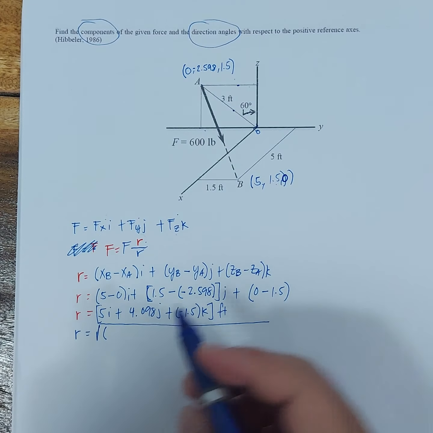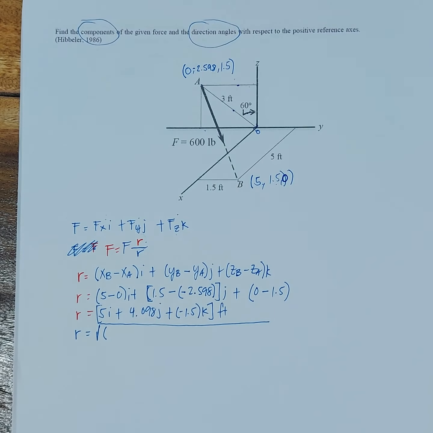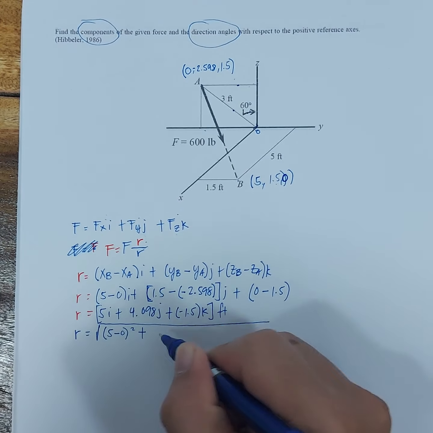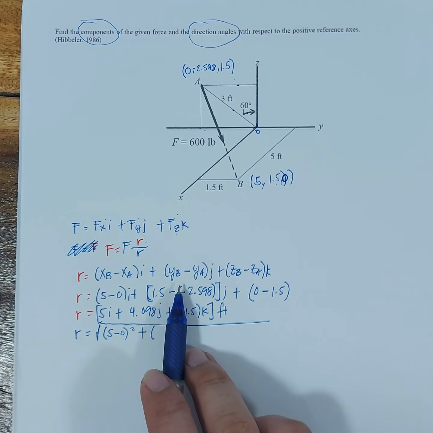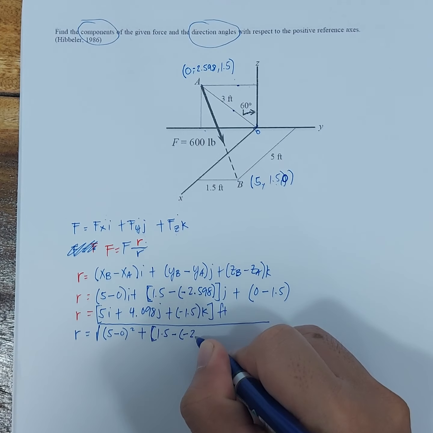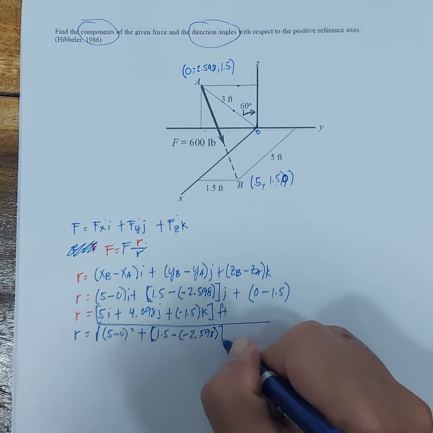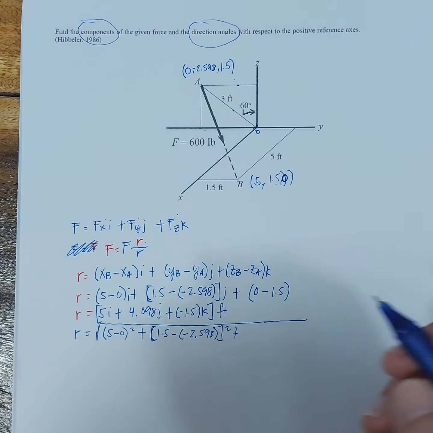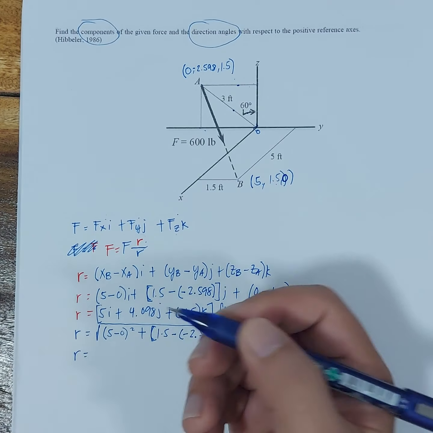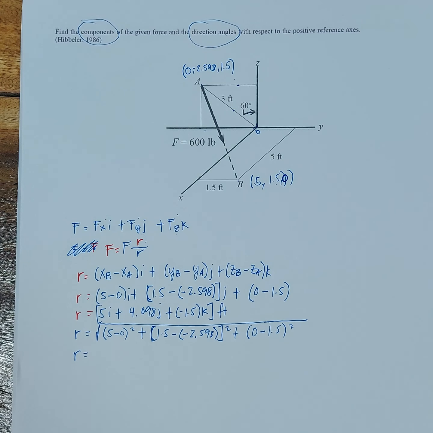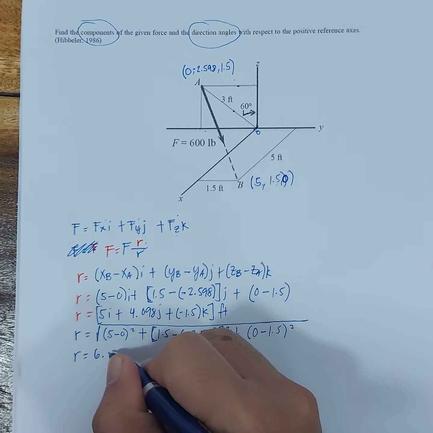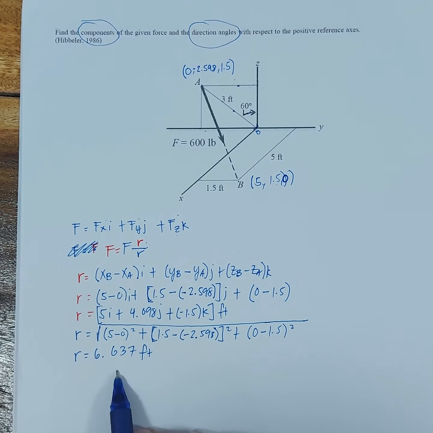So distance formula, we discussed this in the previous video. The square root of XB minus XA, 5 minus 0 squared, plus YB minus YA squared. So that is 1.5 minus negative 2.598, plus ZB minus ZA squared, 0 minus 1.5 squared. So what is our answer here? Let's compute. Our distance is 6.637 feet. Feet, that is our distance.